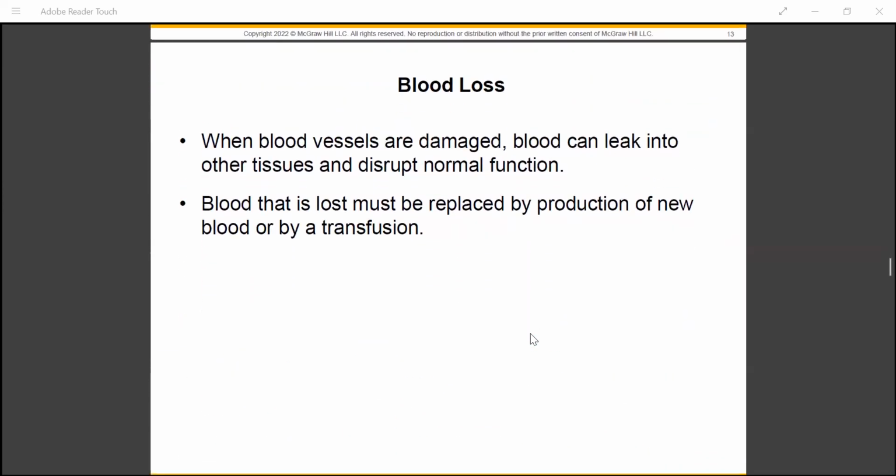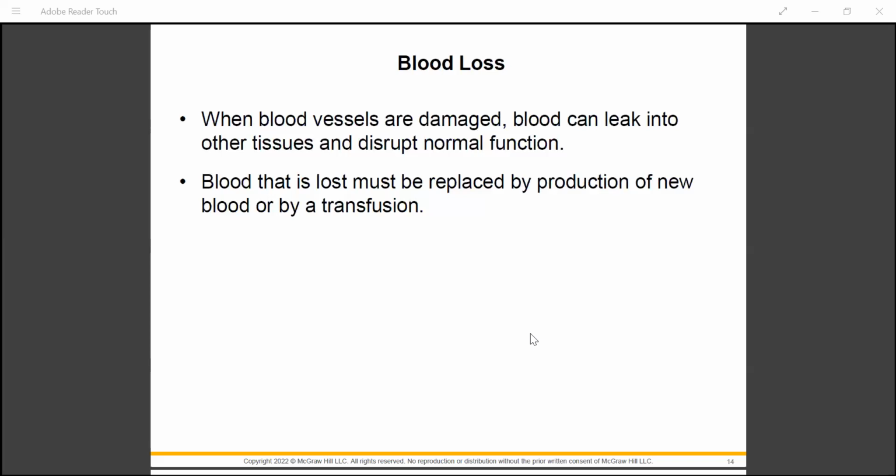And so we're going to talk about clotting here a little bit. So when blood vessels are damaged, blood is going to leak into other tissues where it's not supposed to be. So that can definitely disrupt our normal function. And if we lose enough blood, we have to replace that either by the production of new blood ourselves, known as hematopoiesis, or by transfusion, which is where you would say go to a hospital or somewhere that you would get a bag of blood transfused into your body. And we'll talk about that process at the end of this lecture.